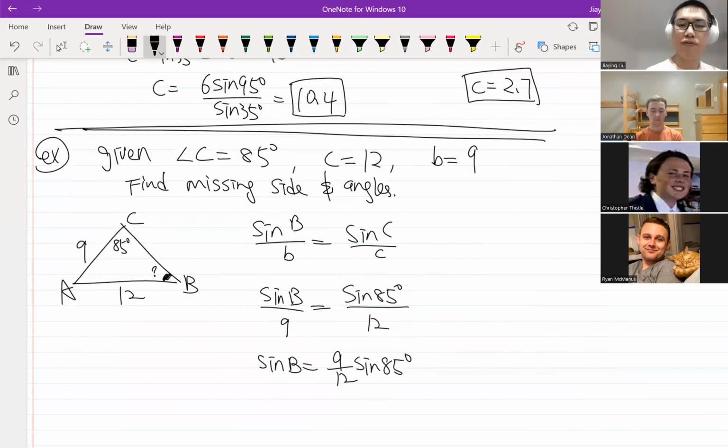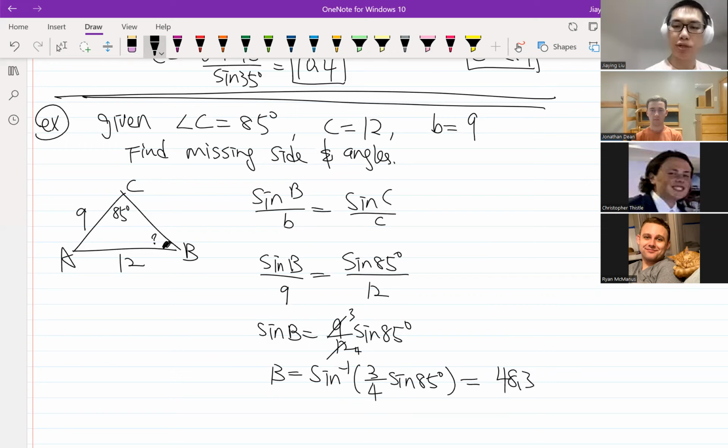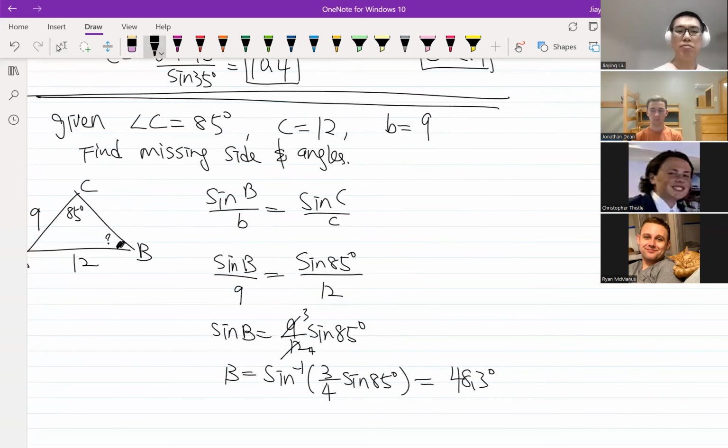And I'm going to take inverse sine on both sides. So B equals inverse sine of 3 over 4 times sine 85 degrees, divided by 3 from 9 and 12. If we put this into the calculator, it's going to give us 48.3 degrees. Okay, that's what the calculator tells us, nothing wrong there.